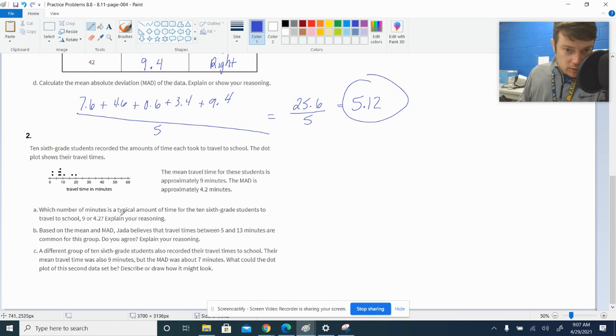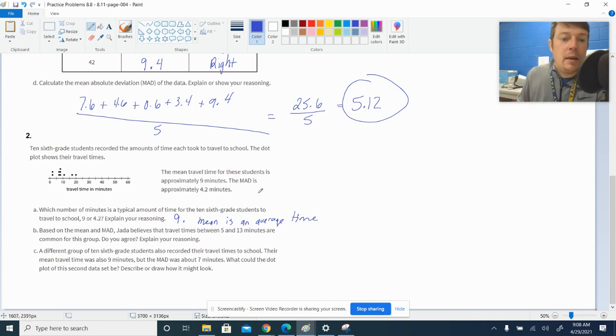9 or 4.2? 4.2 is a MAD. 4.2 is not a number that would be in this data set. The mean is a number that would actually kind of be in the middle, the average. So that's the number that makes sense here. So 9, okay, the mean is an average time. So we're going to choose the mean on that one.